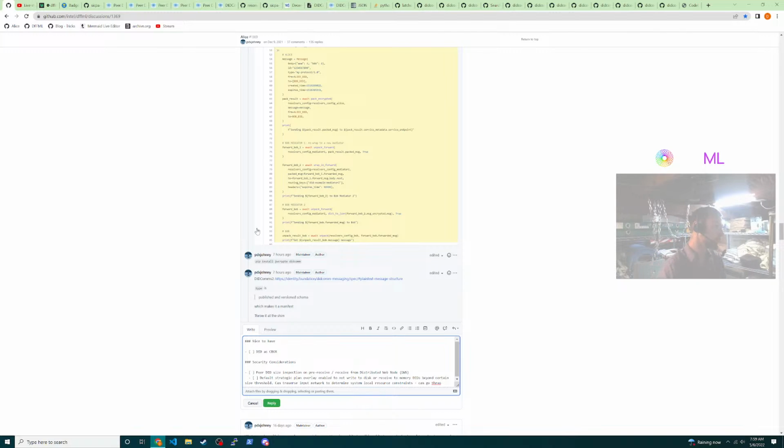So, DID is CBOR, nice to have. Security considerations. Default strategic plan overlay enabled to not write to disk. Receive to memory DIDs beyond a size threshold. Can traverse input network to determine system local resource constraints. Can go through operations to trigger refresh of local resources. See recording for telemetry example.